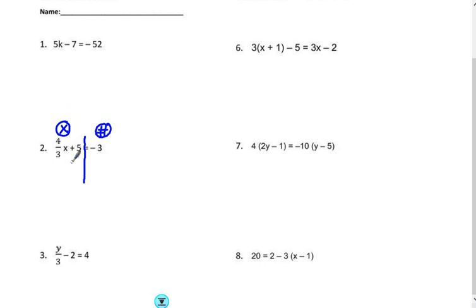So first I need to get rid of this positive 5, so I'm going to subtract 5 from both sides. He goes away. I'm left with 4/3 x equals -3 minus 5, which is -8. All right, now I have 4/3 times x equals -8. What is the opposite of multiplying by 4/3? Remember, it's okay to divide by a fraction. It looks ugly on paper, but your calculators can handle it.